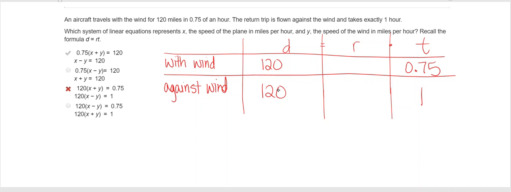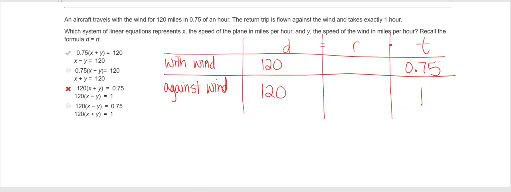So the trick here is the rate. First of all, we've got two different variables that are going to describe the rate. We have the plane speed, but then we also have the wind resistance. So you have to make sure that you understand which direction, with the wind or against the wind, will make the plane go faster or slower. We're given variables here, x and y. x is the plane, and y is the wind.